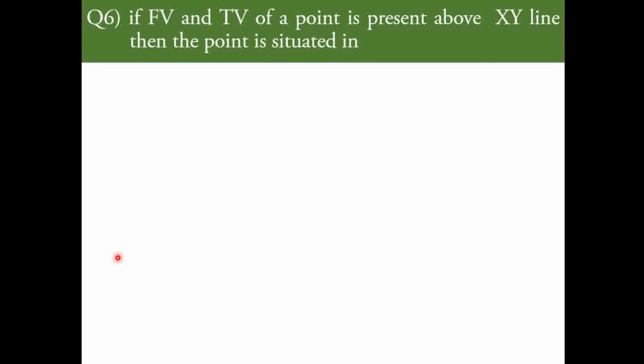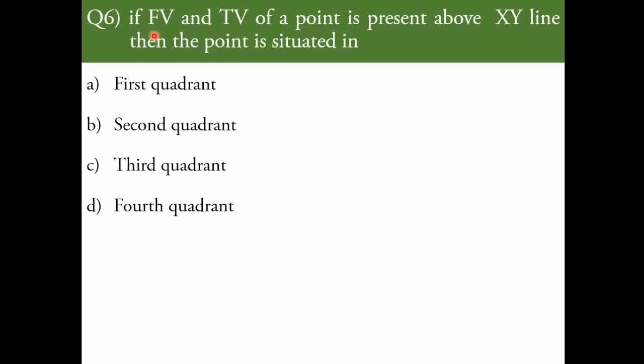Now the next question, question number 6. If the front view and top view of a point are present above the XY line or above the reference line, then the point is situated in which quadrant? Here the front view and top view conditions are given. In the previous questions it was given related to the HP and VP. Now the final positions of the front view and top view are present above the reference line. Then what is the quadrant of that point? Just have to look at the options. First option, first quadrant, second option, second quadrant, third option, third quadrant, fourth option, fourth quadrant.